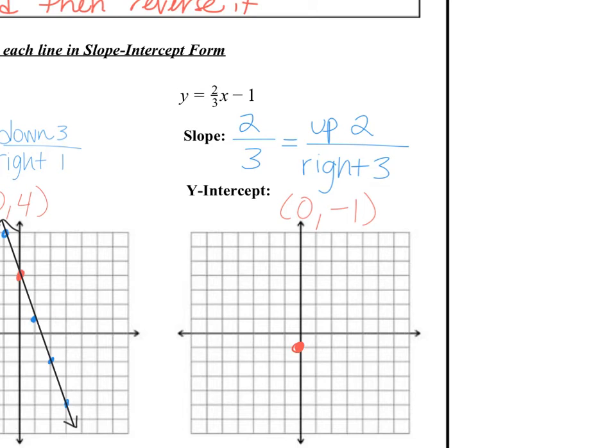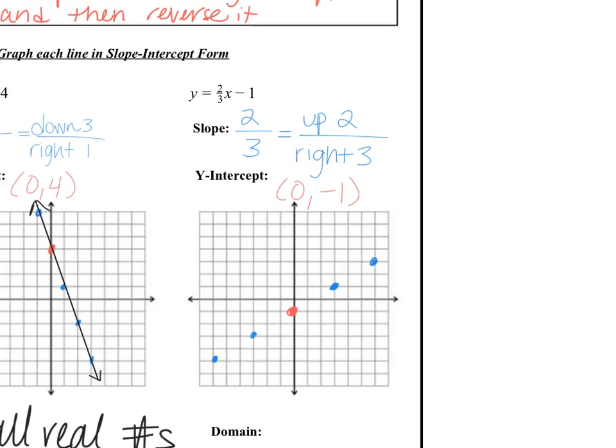Last step, graph the slope to the right as far as you can go. Up 2, right 3. Do a point. Up 2, right 3 again. Then go back to the middle and reverse it: down 2, left 3. Down 2, left 3. Make it a lovely little line that's continuous with arrows because it continues forever.